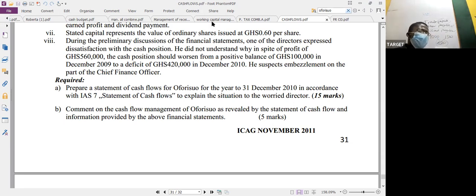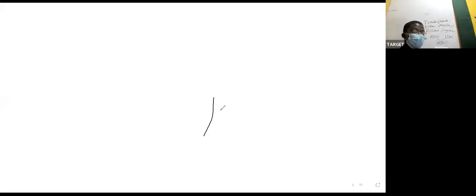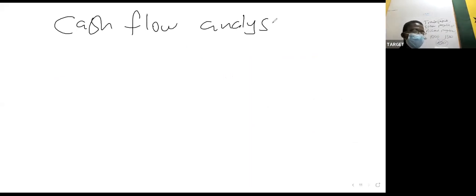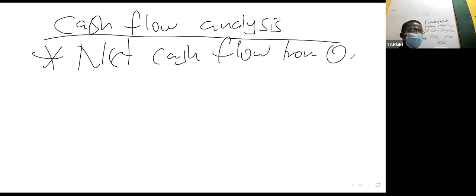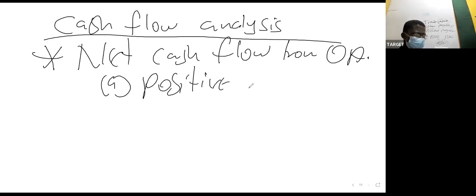Now let's answer the B part. We call it the analysis of cash flow. If you want to analyze the cash flow, these are the points. I told you that you have to write 3 points there. Cash flow analysis, 3 points. Number 1, check the net cash flow from operating activities. It must be positive. It is positive. They are doing well. Simple as that. If it is positive, it means good performance.